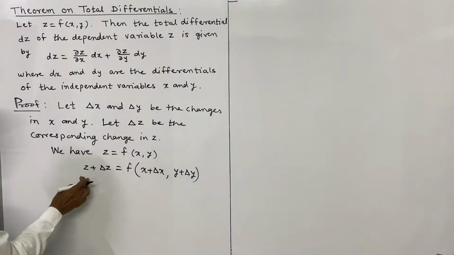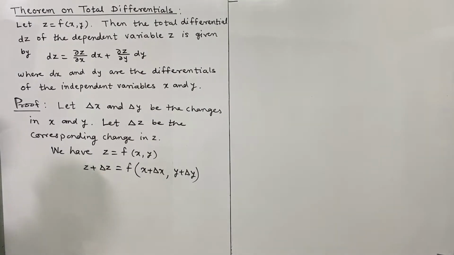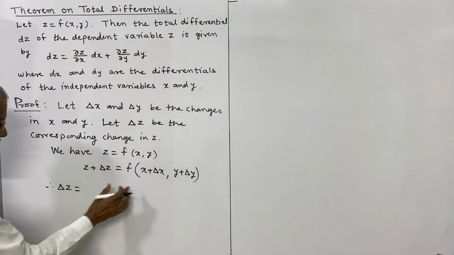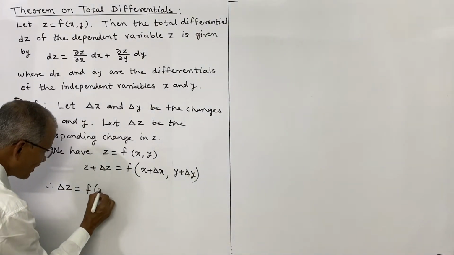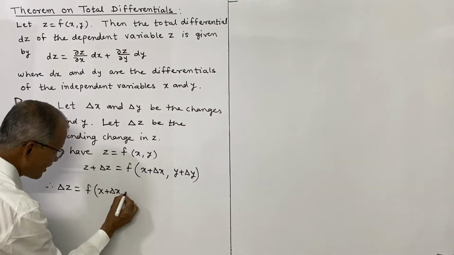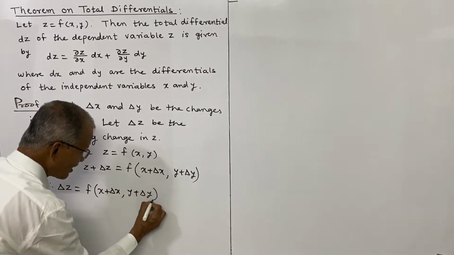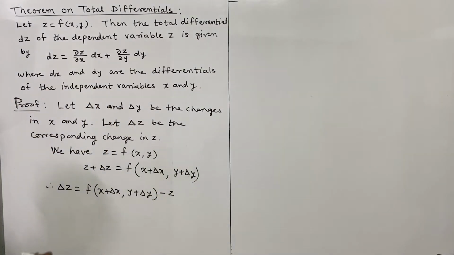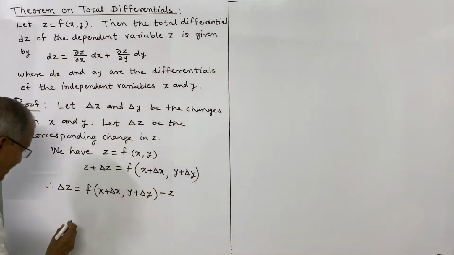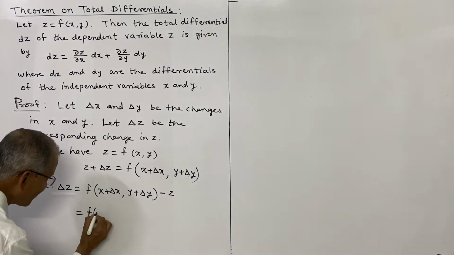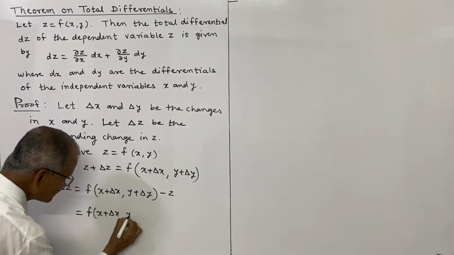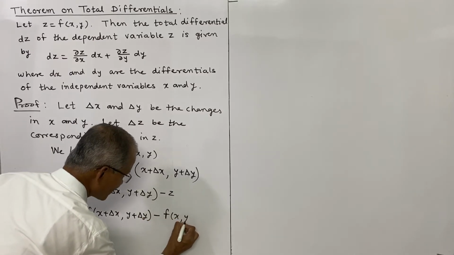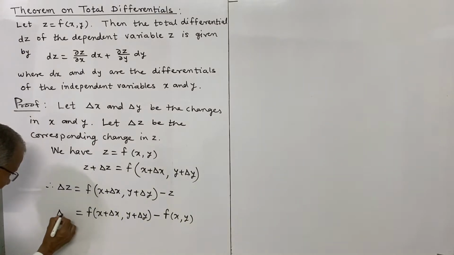And from this we want to write the change in z, that is delta z, and therefore delta z is equal to f of x plus delta x comma y plus delta y minus z. This z is transferred to the right side, but what is z? z is again f of x y, and therefore I shall write this as f of x plus delta x, y plus delta y, minus f of x comma y. So this is delta z.